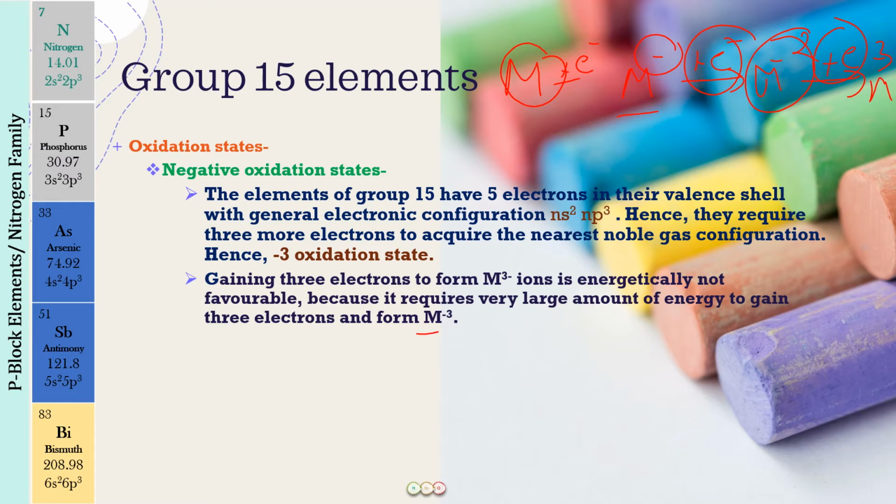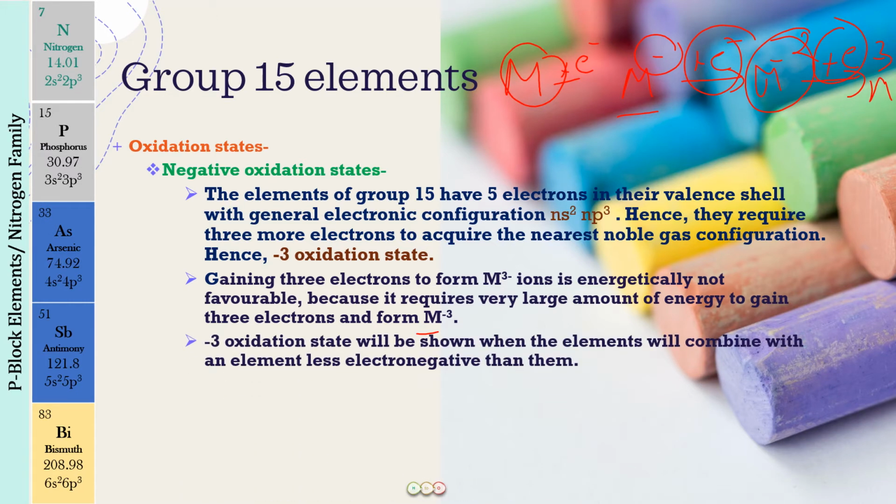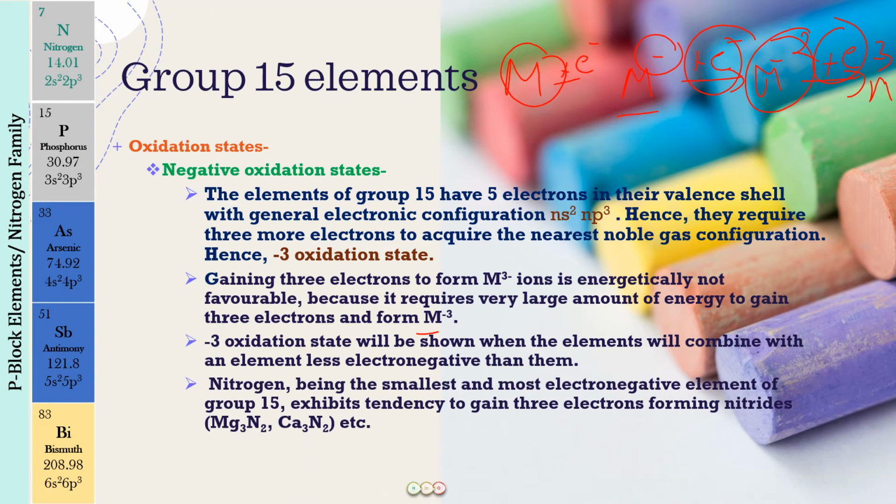Okay, where is it going to be possible that we will be seeing a -3 oxidation state? It will be when the elements combine with elements which are less electronegative than them. Now, in the case of nitrogen, we all know that nitrogen is the smallest of all the group 15 elements. This is going to be the most electronegative element also. This will be having high ionization enthalpy also, and it is going to be having the highest effective nuclear charge among all of them, because it has the smallest size.